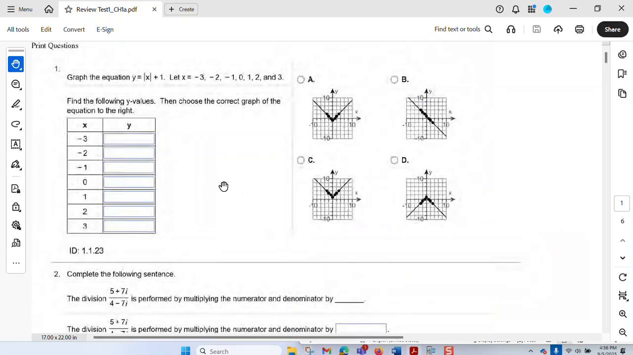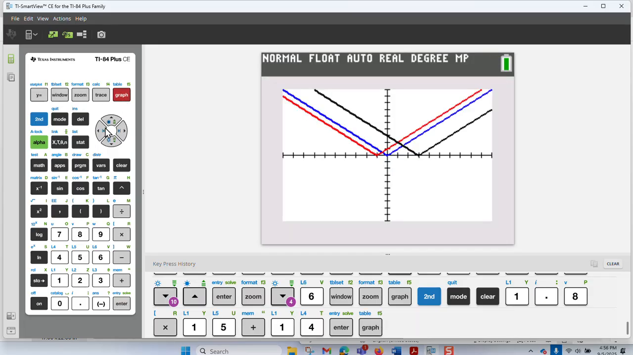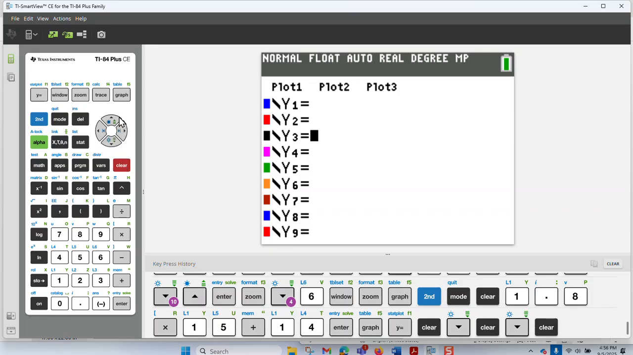If you really don't want to do this by hand, as I mentioned earlier, you can plug this whole thing into the calculator. Now we're going to clear everything out, and then we can just graph this one, the absolute value of x.